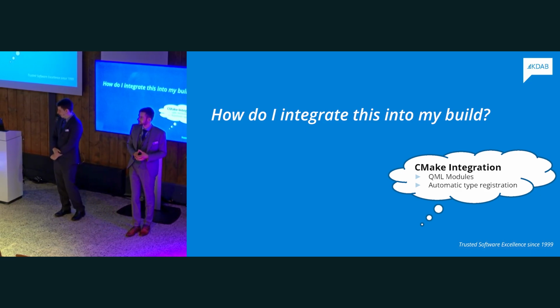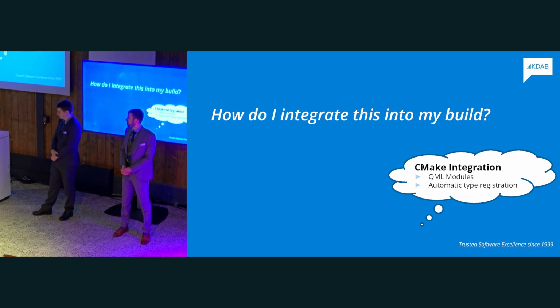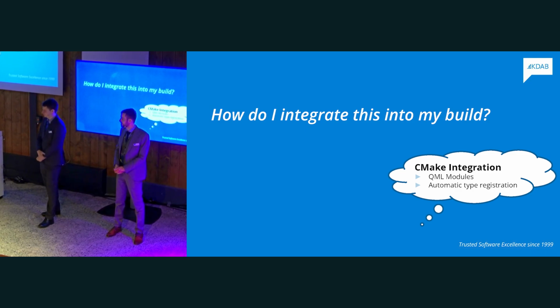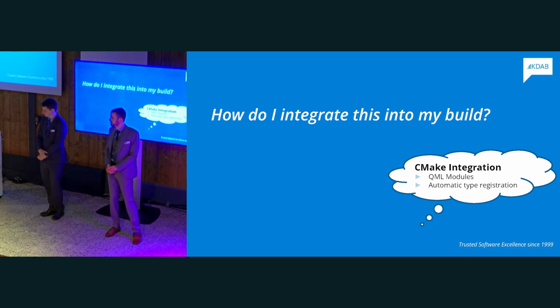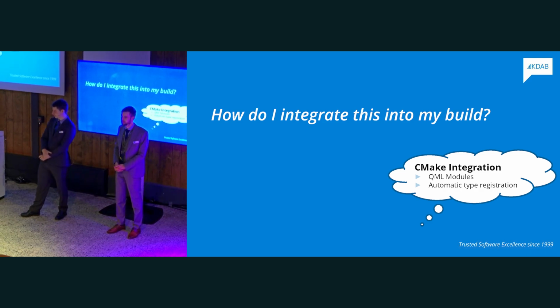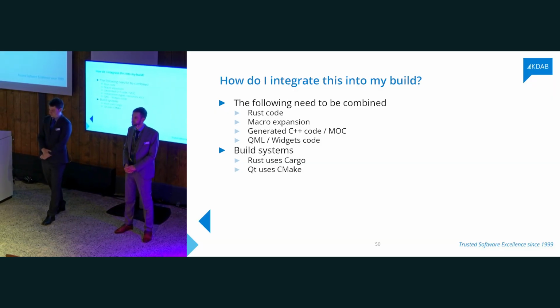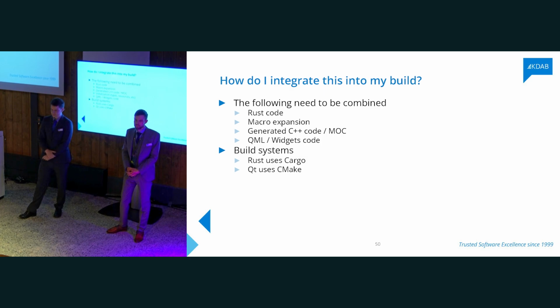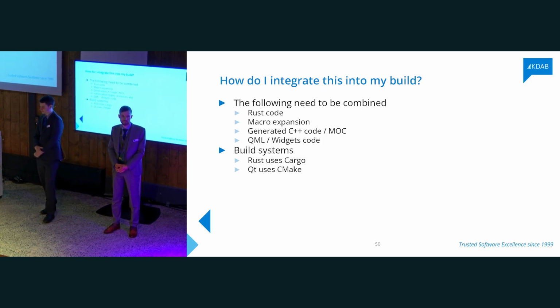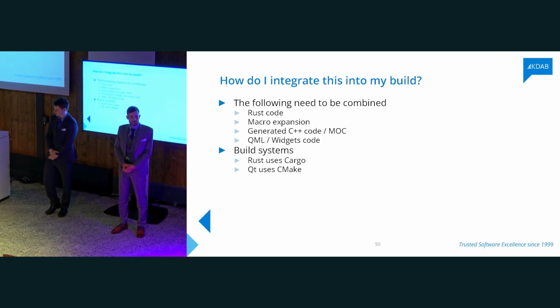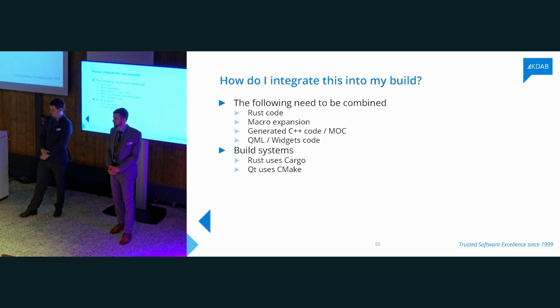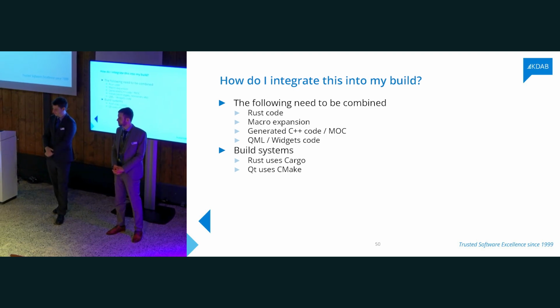Yes. So how do we combine all of this into a final binary? We've still got to consider here that we still want the automatic type registration in QML modules to work in the CMake case. So to build this all together, we have multiple things that we need to combine. We've got the Rust code itself, any macro expansion, any generated C++ code, anything from moc that was generated, any initialization for the types or Qt resources, and any existing QML or widgets code.